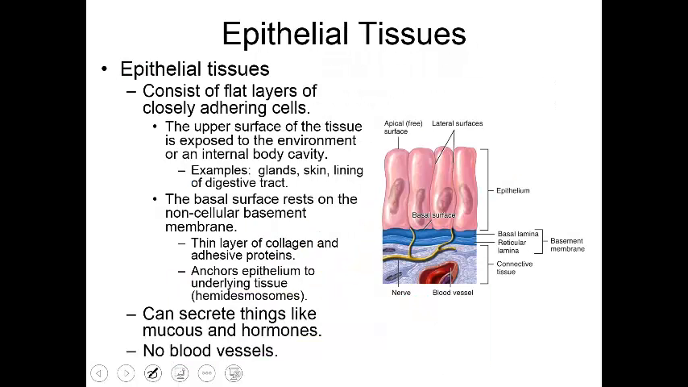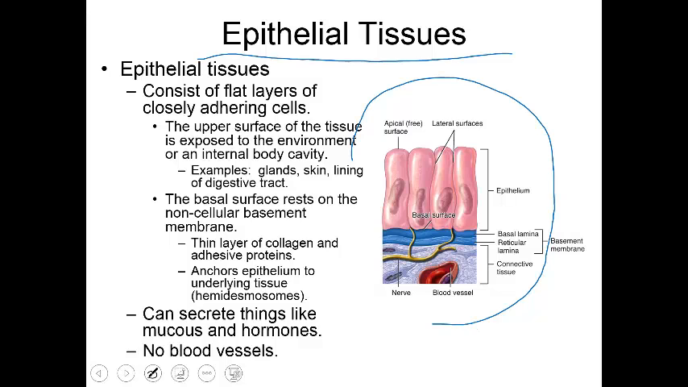So now we're going to go on to talking about the individual tissue types. The first type of tissue we are going to go over is epithelial tissues. The characteristic of epithelial tissues is that they form surfaces, inner or outer surfaces of the body. Now here's a generic image of an epithelial tissue.